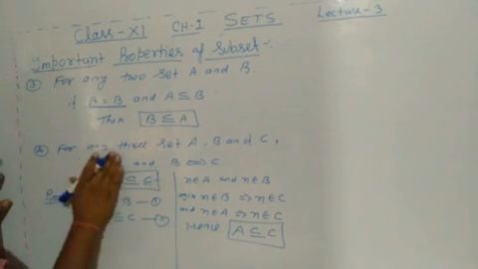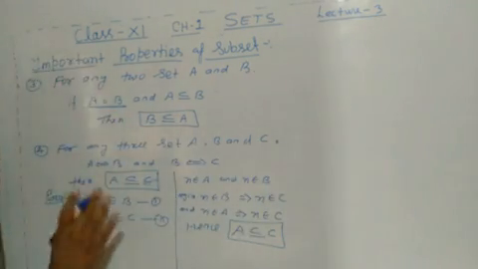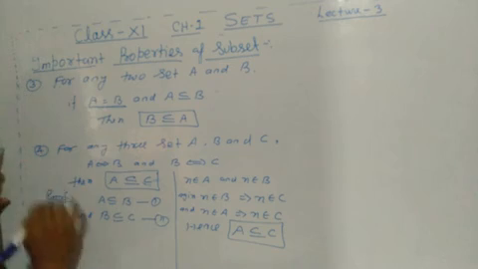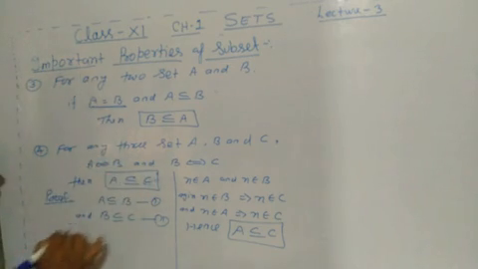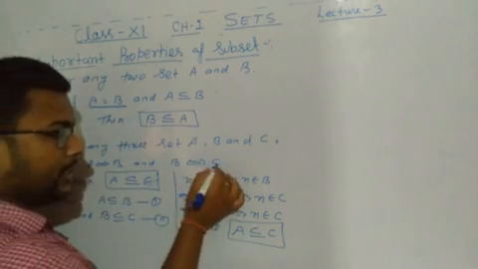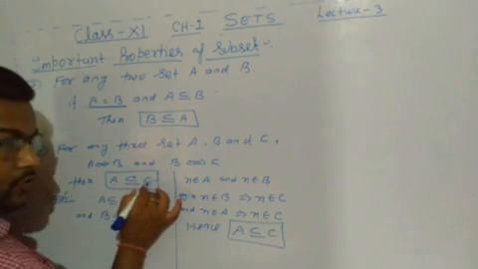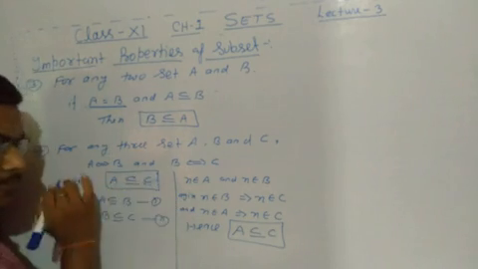Fourth, for any three sets A, B and C given, and A equal to B and B equal to A, means each element of A is equal to B, each element of B is equal to A, and B is equal to C and C is equal to B, then A is also a subset or equal to C, or A is a subset of C.